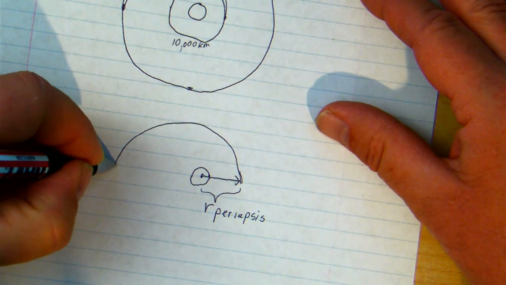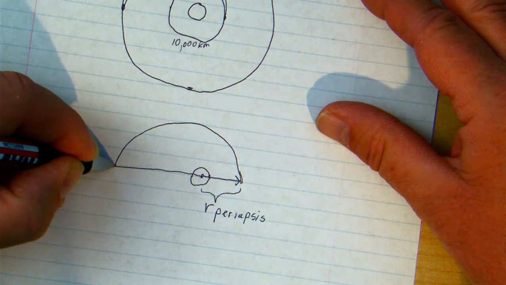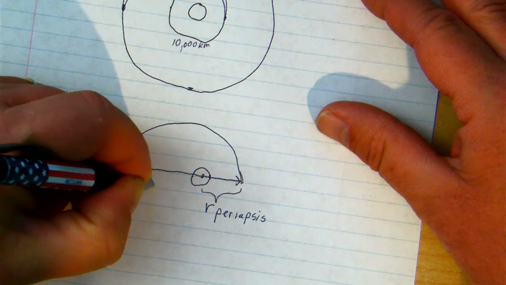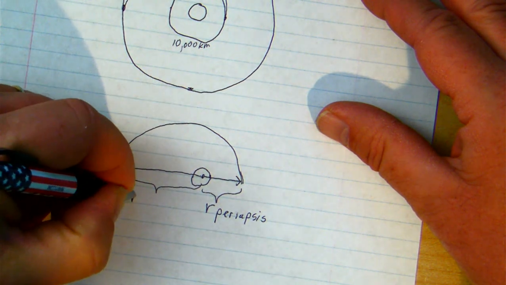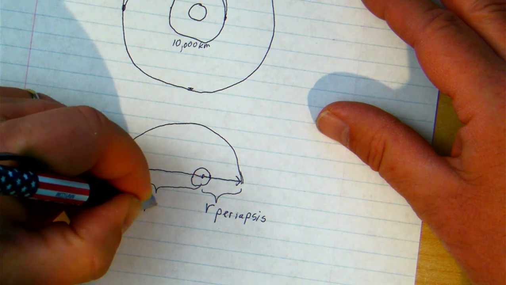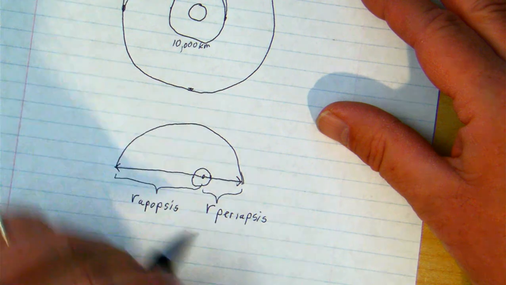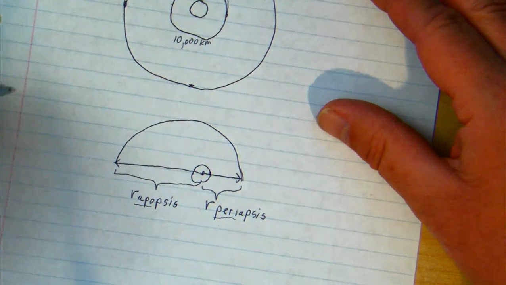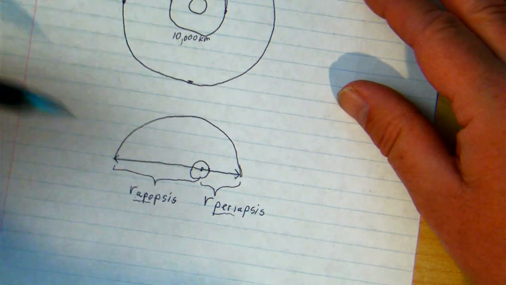The distance from the farthest point in this elliptical orbit to the central body, so from here to the center of that, is called apoapsis. Peri means near, apo means far. So nearest point, farthest point.